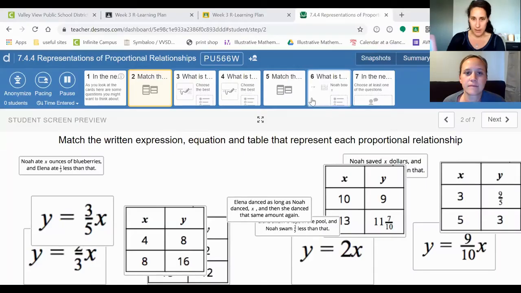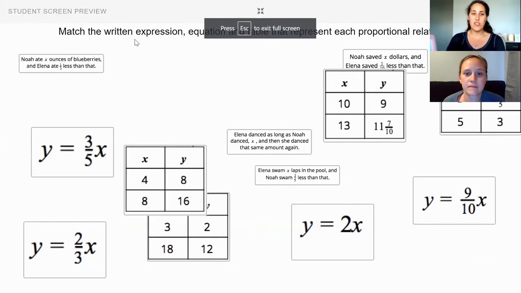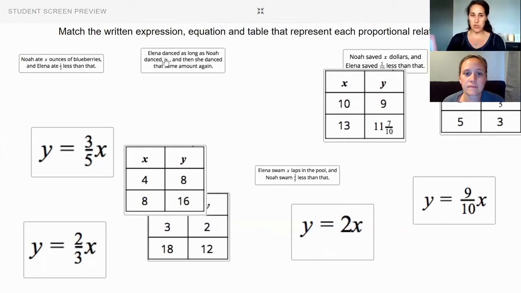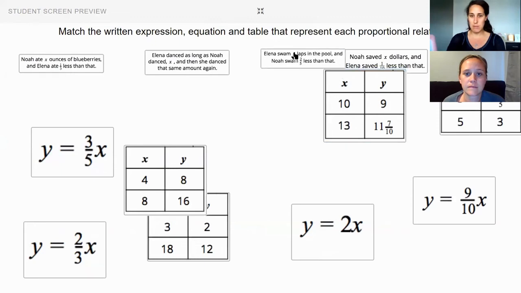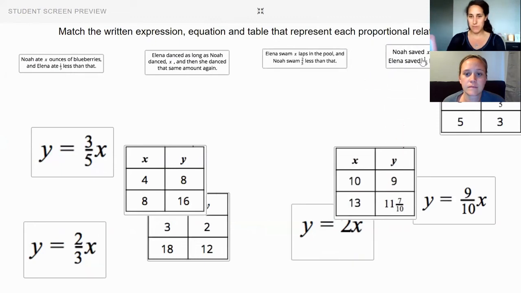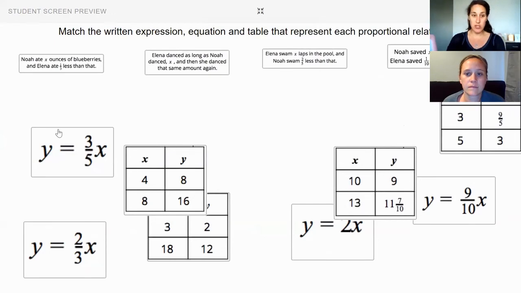So today's activity is another Desmos activity. So I'm going to share with you just one of the screens that you guys will be working on. It looks like this, and it says match the written expression, equation, and table that represent each proportional relationship. So what I would recommend doing, I would take all the written expressions, which are basically the stories, and maybe line them up at the top of your paper, and then read through each of these and see maybe which table it matches.